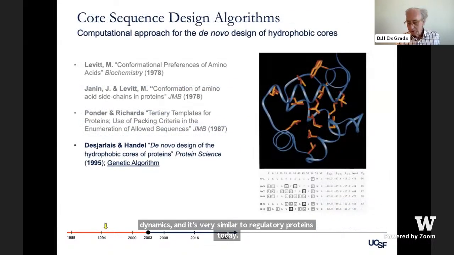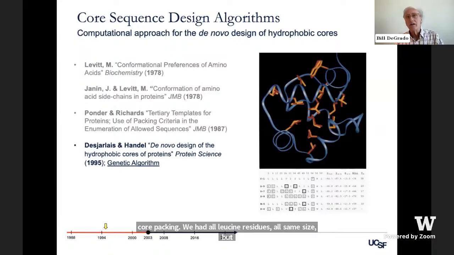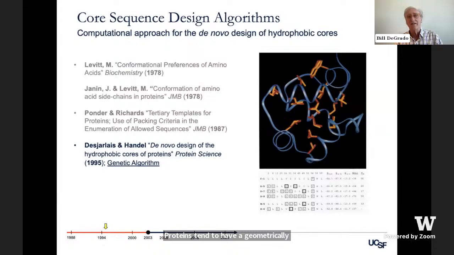Now, the next step, though, was also to think about the core packing. We had all leucine residues, all the same size, but proteins tend to have a geometrically complementary assortment of small and large amino acids that fit together in a jigsaw puzzle-like manner. And to facilitate this, Michael Levitt and Ponder and Richards went to the concept of rotamers, and that's that amino acids can only have certain shapes. And now we can treat those shapes in computer algorithms.